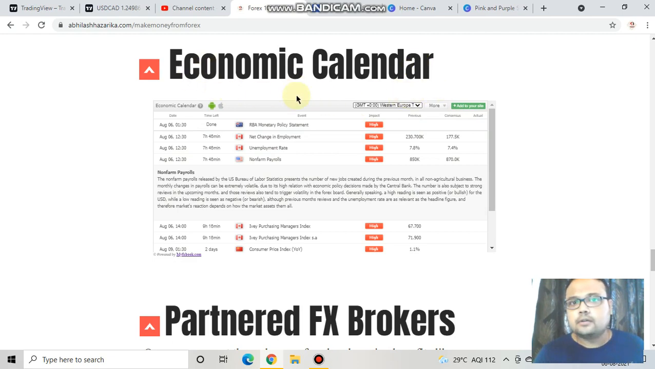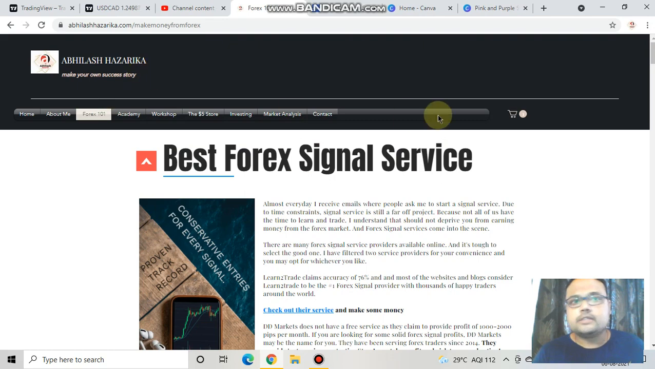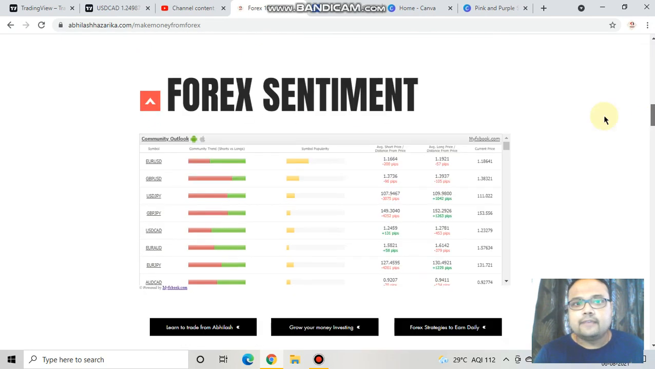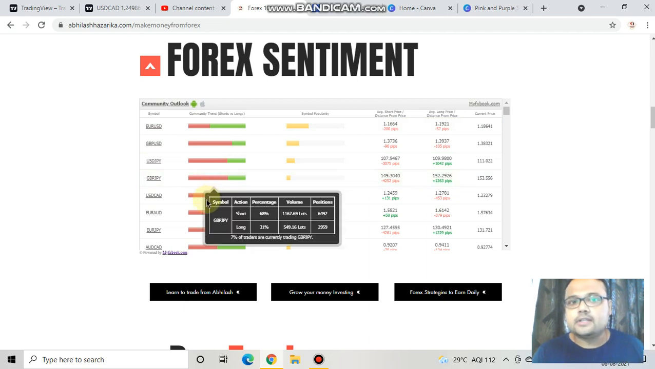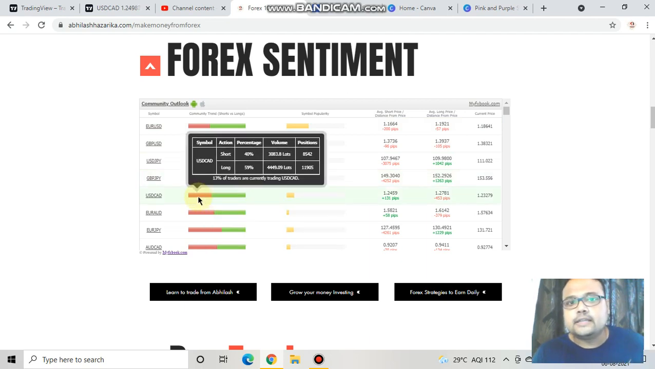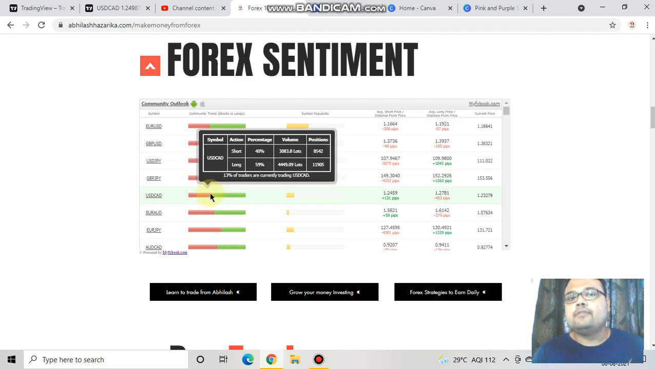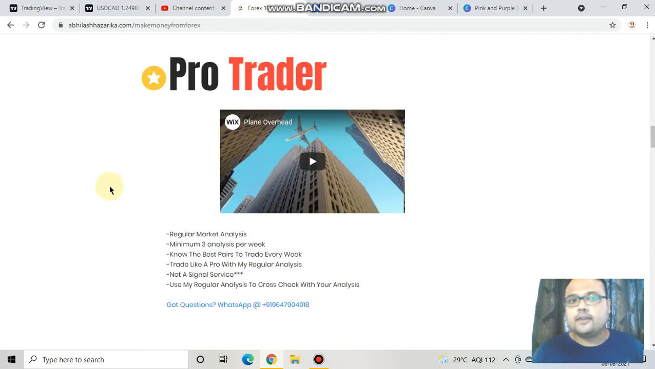So just go to my website avilashhazarika.com. Under the Forex 101 section, you will find many things like the Forex sentiment meter, which tells what the retail traders are doing or thinking. Here you can see that 40% of retail traders have taken a short position on USD CAD, whereas 59% of retail traders have taken a long position.